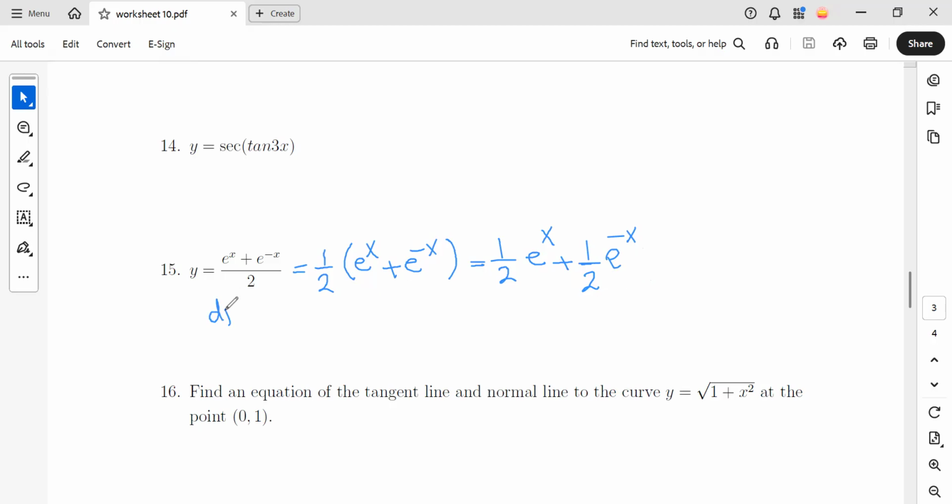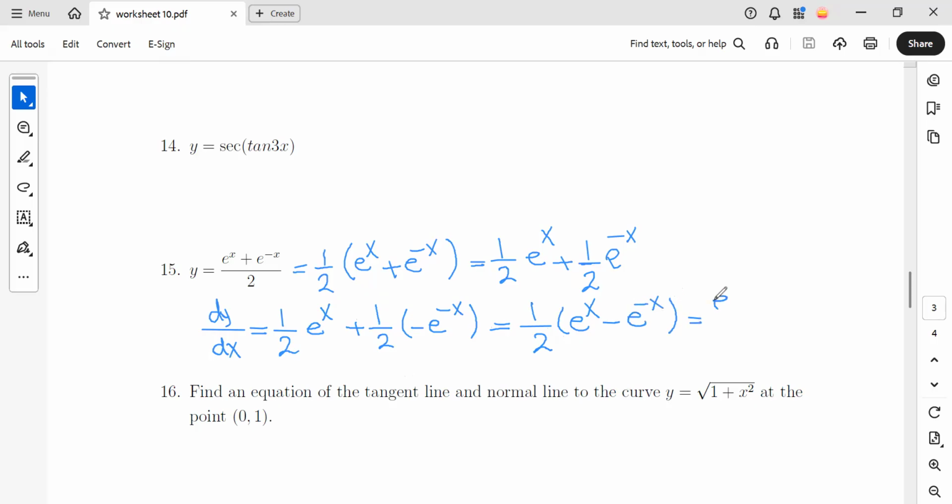So dy/dx will be 1 over 2 times the derivative of e to the x, which is e to the x, plus 1 over 2 times the derivative of e to negative x, which is negative e to negative x. And you can factor out 1 over 2 and write it as e to the x minus e to negative x all over 2. Either is fine.